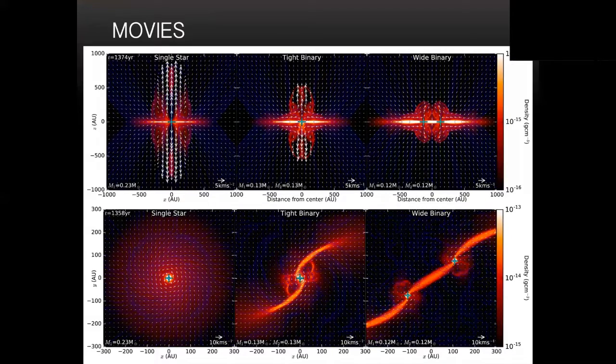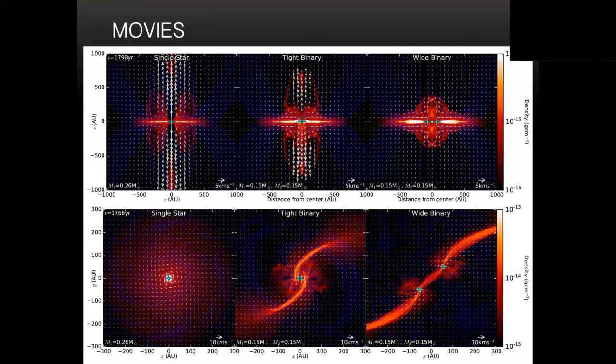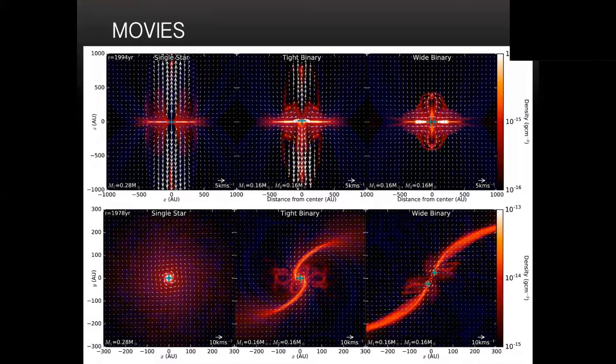The tight binary case also produces a single pair of jets. They're not as fast, probably because of the truncation of the circumbinary disk where the jets are launched from. It also has some loops, not as clear as in the single star case. And the wide binary case, I don't know if you saw it, had two individual jets, from the two individual stars going outwards, and they move towards each other as well.